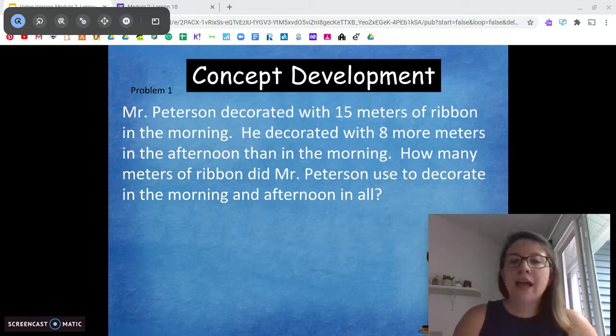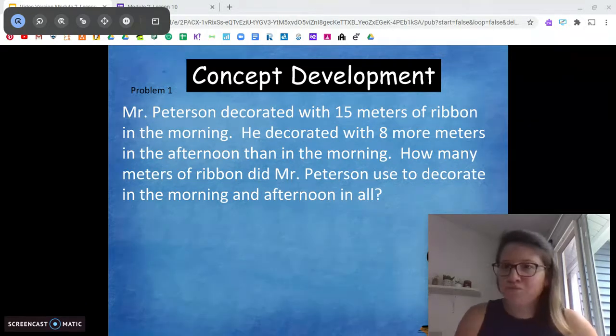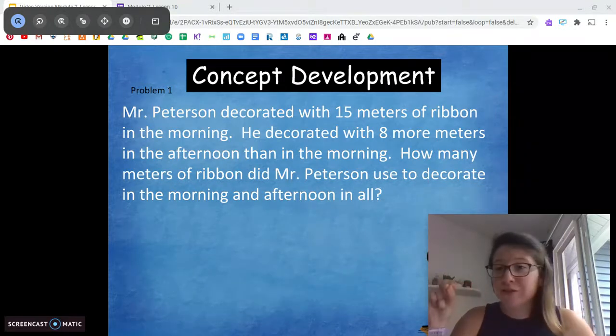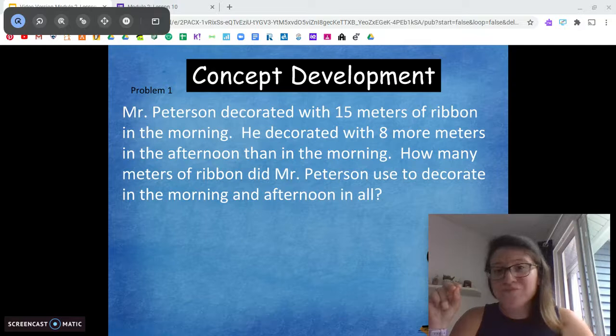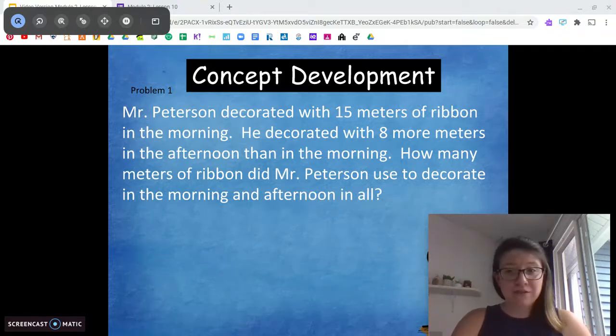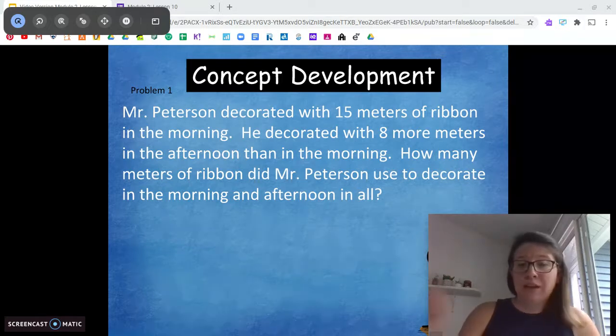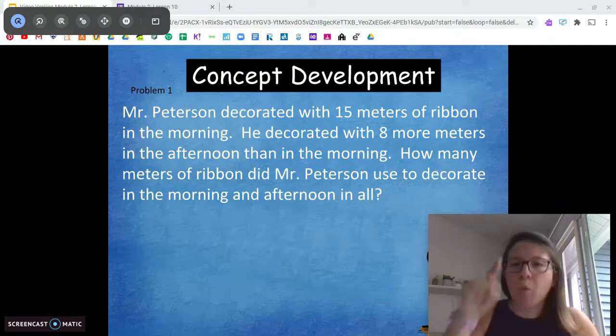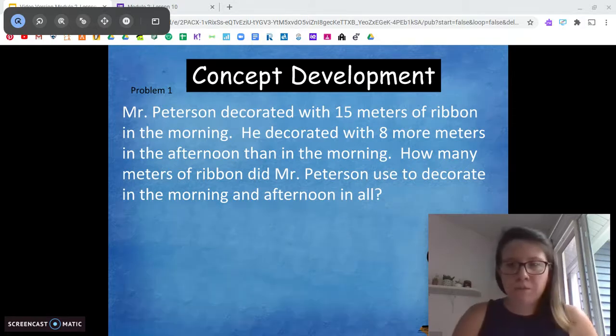Second sentence. He decorated with 8 more meters in the afternoon than in the morning. Does that sentence tell us exactly how much ribbon he used in the afternoon? It does not. Does it say he decorated with 8 meters of ribbon in the afternoon? No, he decorated with 8 more meters. More meters in the afternoon than in the morning. So our first step is going to be to figure out what. Talk to someone at home about what you think our first step in the problem is. Pause the video and do that now.